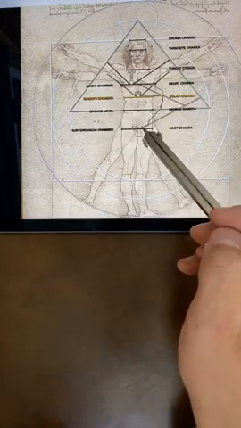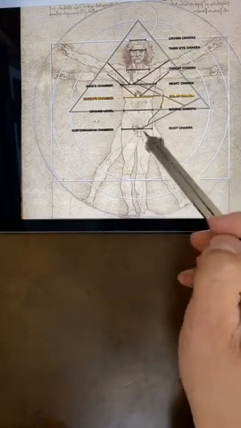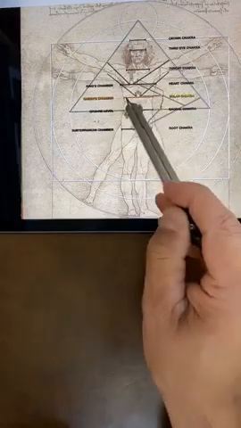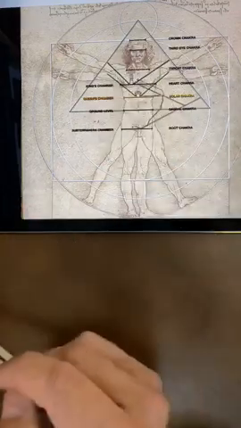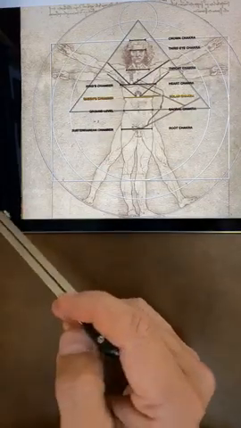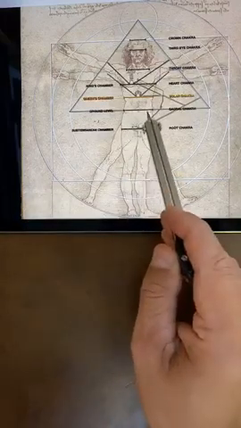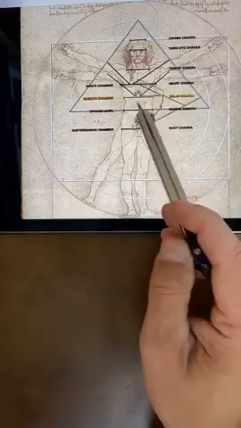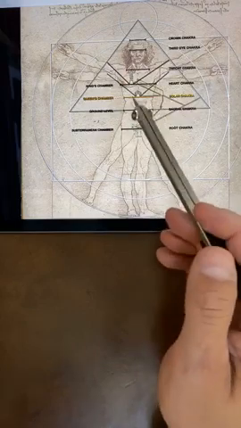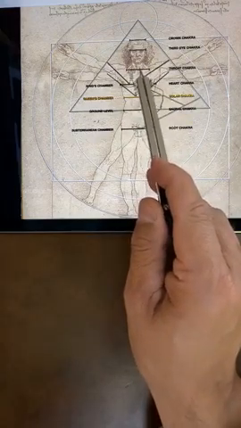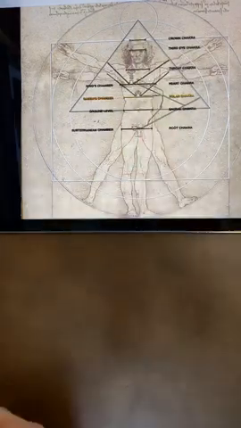And then what Alan and I found together was that all the lines that Da Vinci had drawn as horizontal lines along the torso of the Vitruvian Man matched precisely the ground level and each of the known chambers, and even, candidly, predict unknown chambers still yet to be discovered.